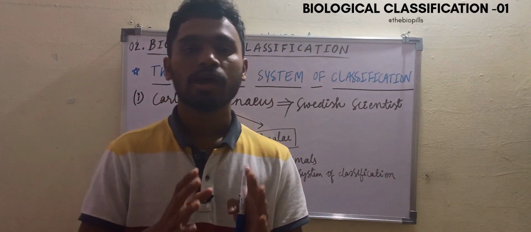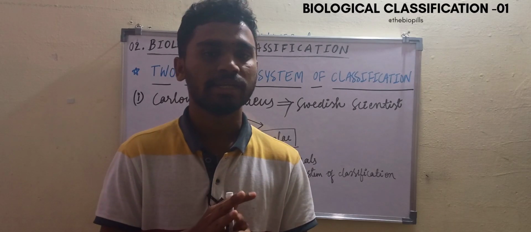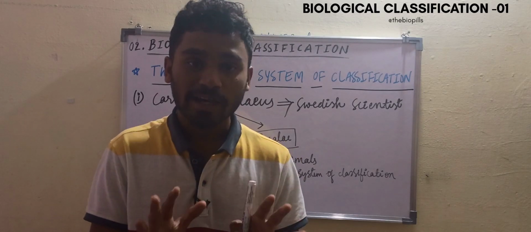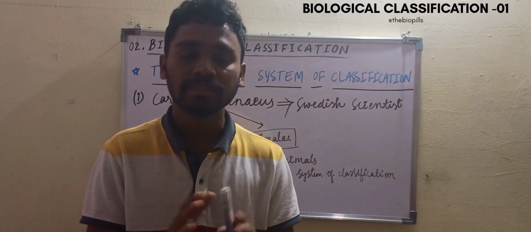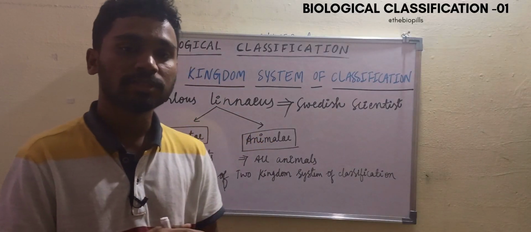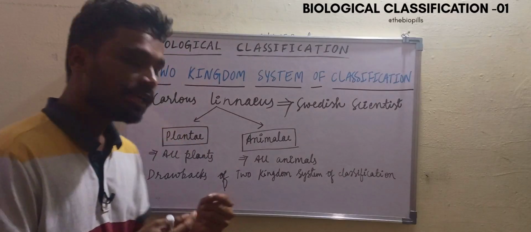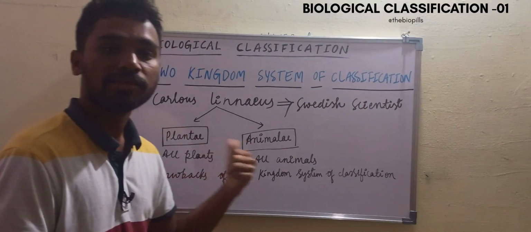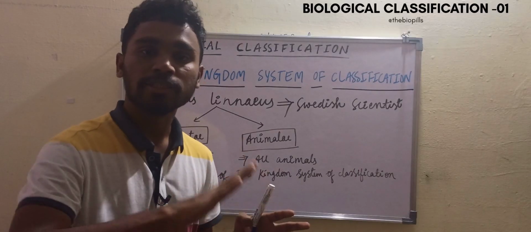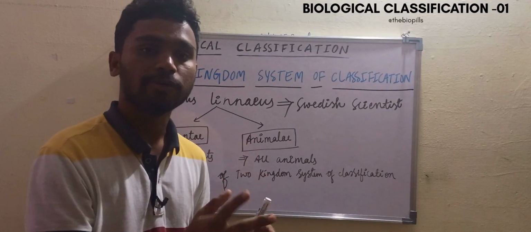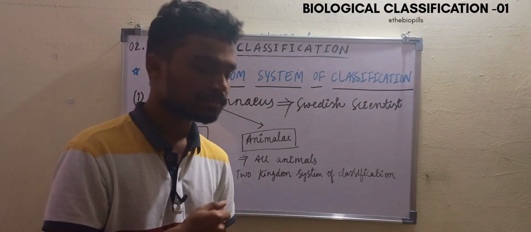And finally, and it is also very important, most of the organisms did not fall into either category. That means most of the organisms did not fall into the Plantae kingdom or the Animalia kingdom. They were left out. The majority of the organisms were left out, and this is the major drawback.